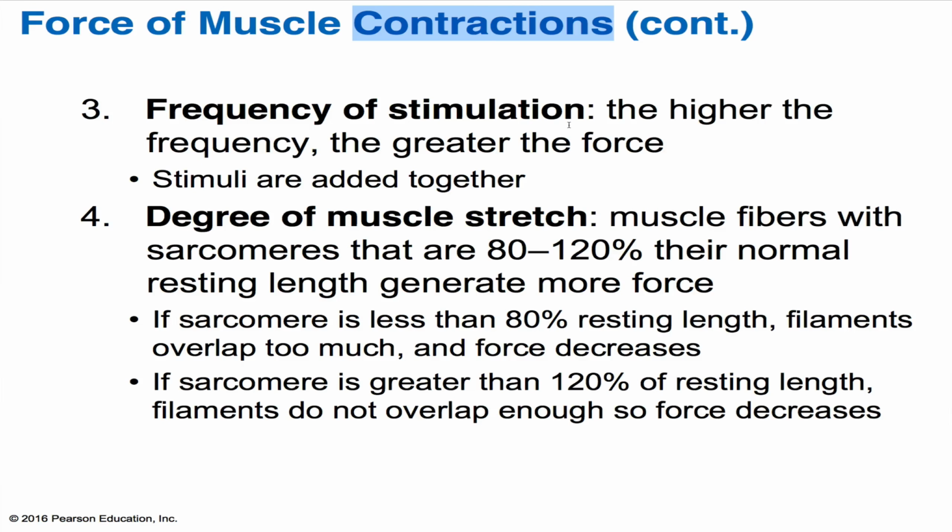And with this, we see identical relationships that exist in whole muscles. So when we have muscle fibers with sarcomeres that are between 80 to 120% of their normal resting length, these generate more force. If we have sarcomeres that are less than 80% of their resting length, then the filaments overlap too much and the force decreases. On the other hand, if the sarcomere is more than 120% of the resting length, then the filaments do not overlap enough, so the force decreases.